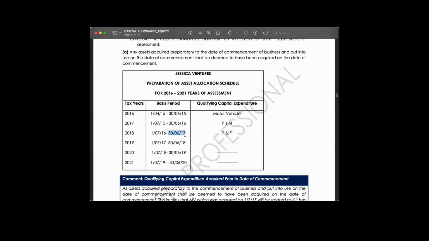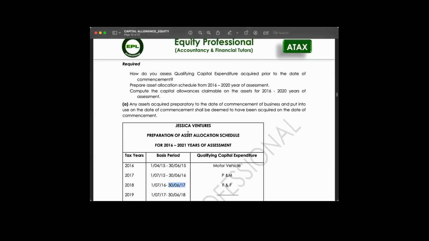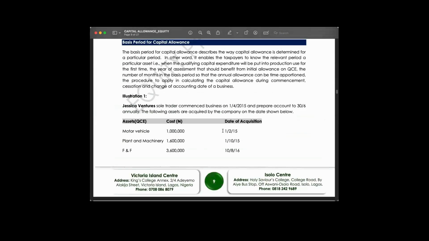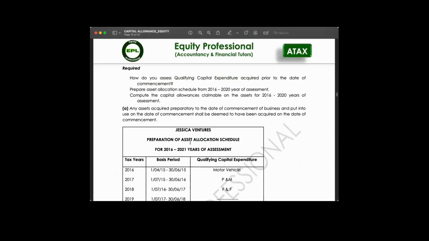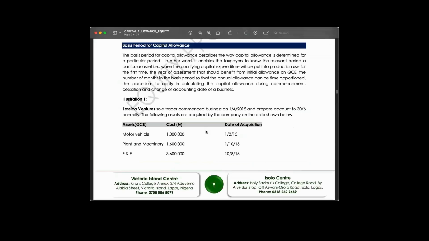Okay. Now, let's go back to allocate assets. This asset that was acquired, look at it, was acquired 1/5/2015. That was before the date of commencement. Therefore, it should be assumed it has been acquired on the date of commencement. The next one, this was acquired 1/10.